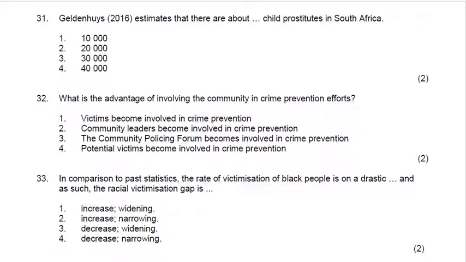32. What is the advantage of involving the community in crime prevention efforts? The answer is 4, which is potential victims become involved in crime prevention. This is found on page 99 of our study guide.